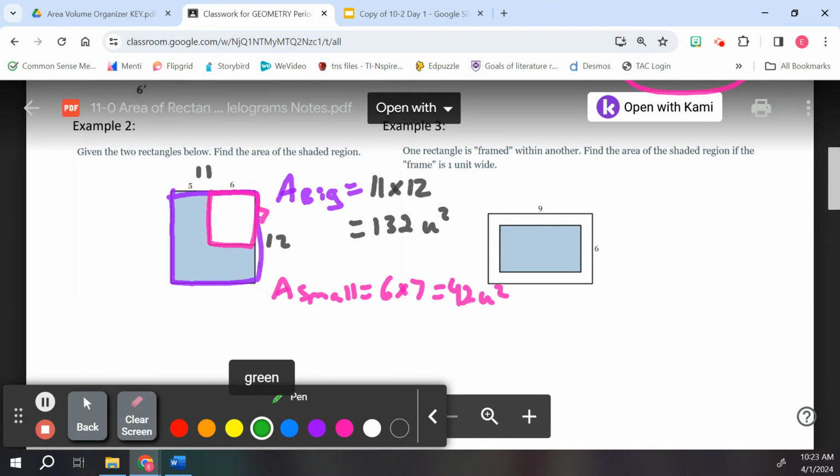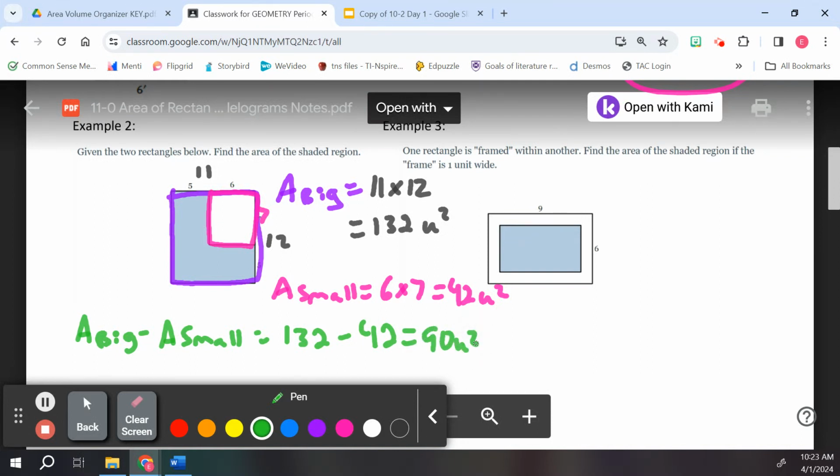Now, in order to find the shaded area, we're going to take the area of the big rectangle and subtract the area of the small rectangle, which gives us 132 minus 42. And what's 132 minus 42? 90. So this will be 90 units squared. Questions on that?